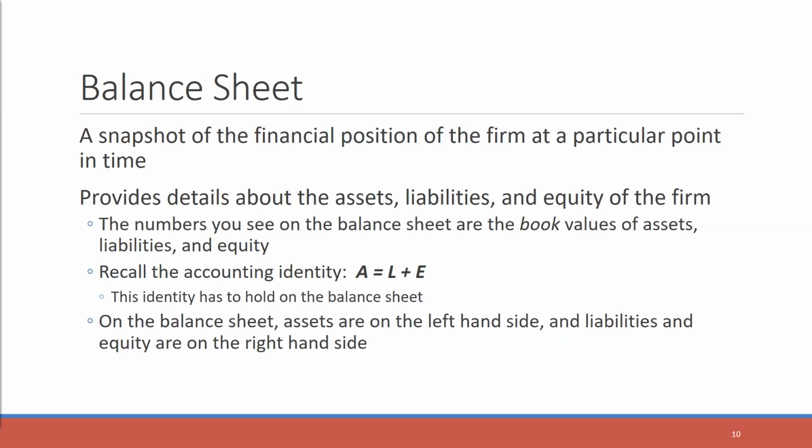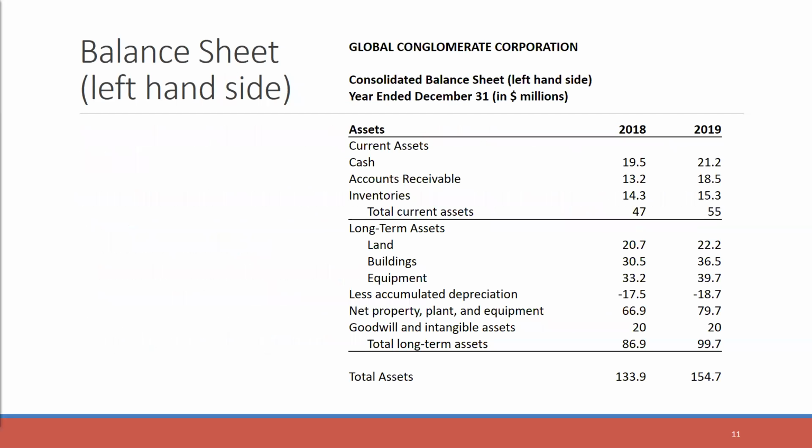And what you'll notice is that typically the balance sheet will be split between assets on the left-hand side and then liabilities and equity on the right-hand side. So this is a balance sheet for our company. What do you observe? In 2018, we had cash totaling $19.5 million. And in 2019, that rose to $21.2 million.